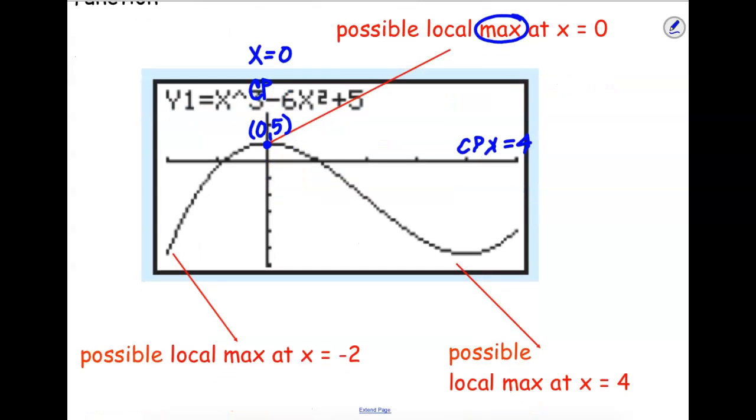So both of them were the same number. So these are both local minimums. So what is that ordered pair? Over 4 down -27, I should say minimum. And then here is the ordered pair -2, -27. So those are both local minimums.